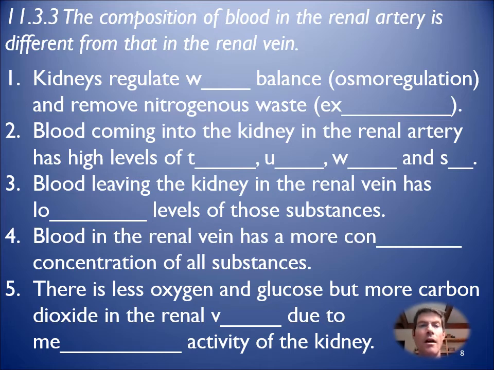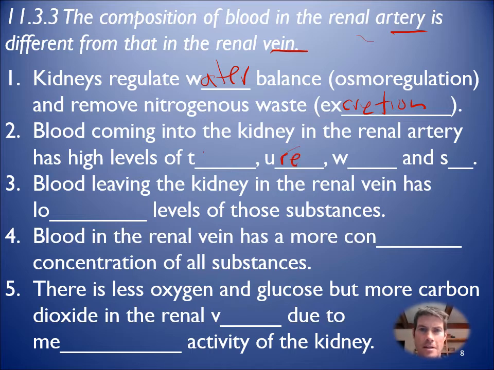All right, so the renal artery is different than the renal vein. Our kidneys regulate that water balance. So removing the nitrogenous waste, excretion. That's the technical term for that, whether it's in the kidney or Malpighian tubules. So blood coming into the kidney from the renal artery, you have to know some differences. So it has high levels coming in.